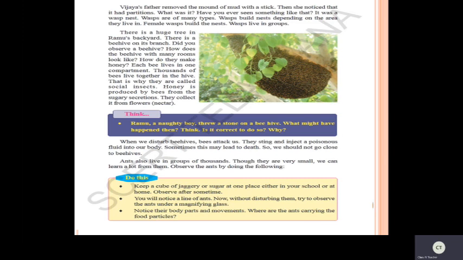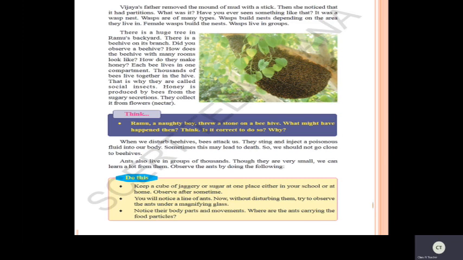Now, how do they make honey? Do you know this? Each bee lives in one compartment. So they have single rooms. Thousands of bees live together in the hive. Yes, children, thousands of honeybees live in the hive. That is why they are called social insects, because they live in groups.